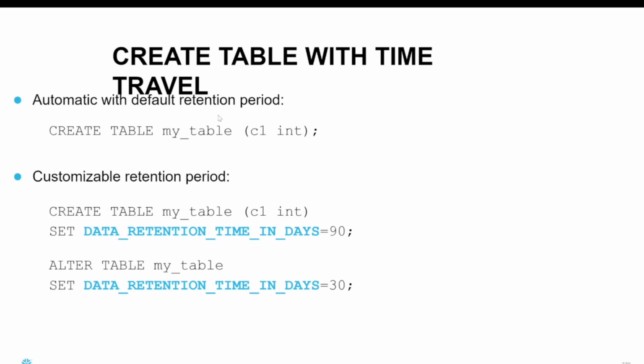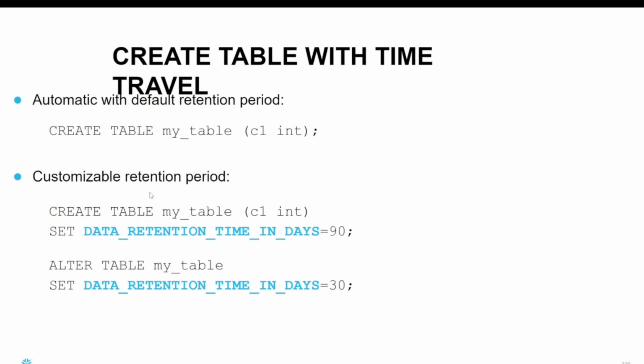Now, how do we create a table with the time retention? Let's say you want to create a table in Snowflake. This is the command where you are creating a table, my table, with a column called C1, right? And this is going to take the default retention you have set up at your account level, if you don't specify a specific retention on your table, right?